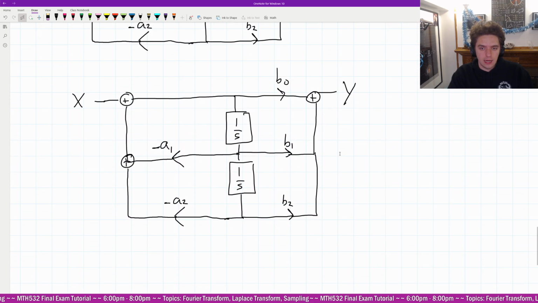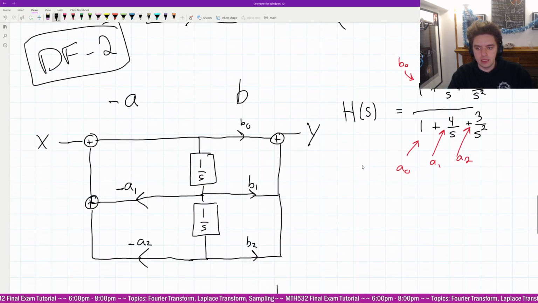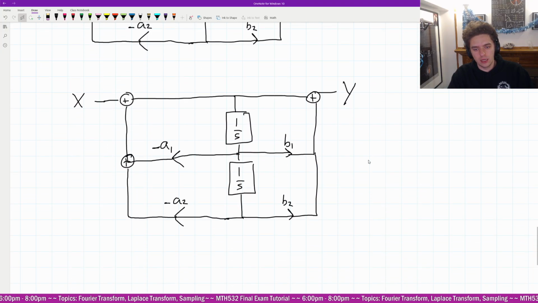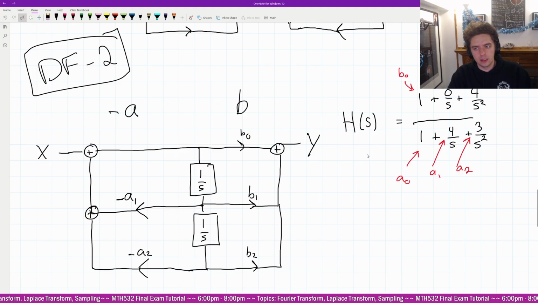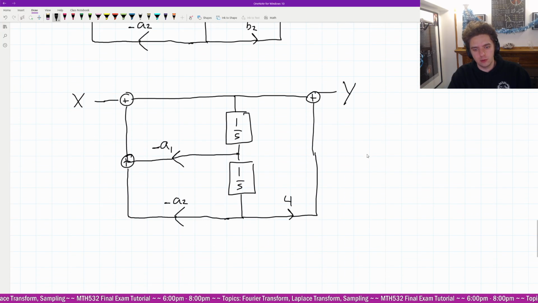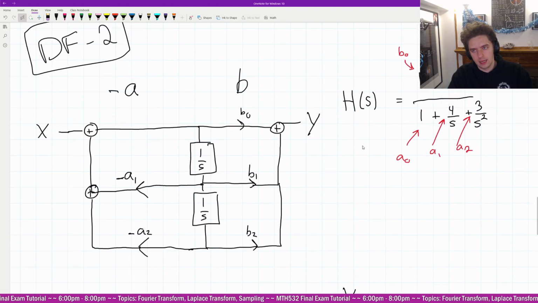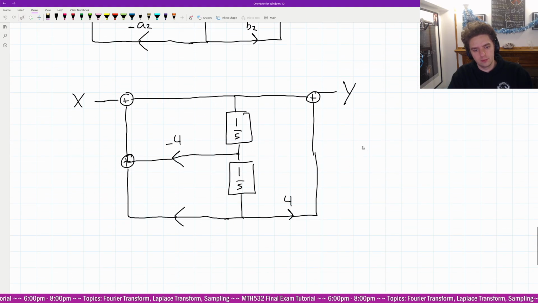Okay, so let's plug in numbers now. B0 is 1, so this is going to be a wire. B1 is 0, so there's just nothing there. And B2 is 4, so we're just going to put a 4 there. A1 is 4, so it's going to be a negative 4. And A2 is 3, so it's going to be negative 3. And yeah, that would be my direct form 2.